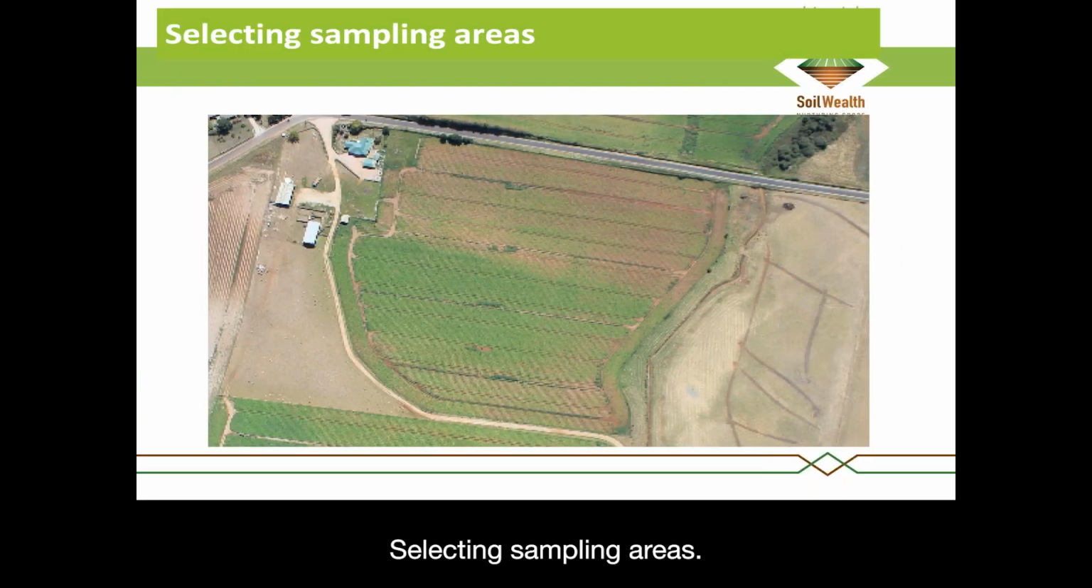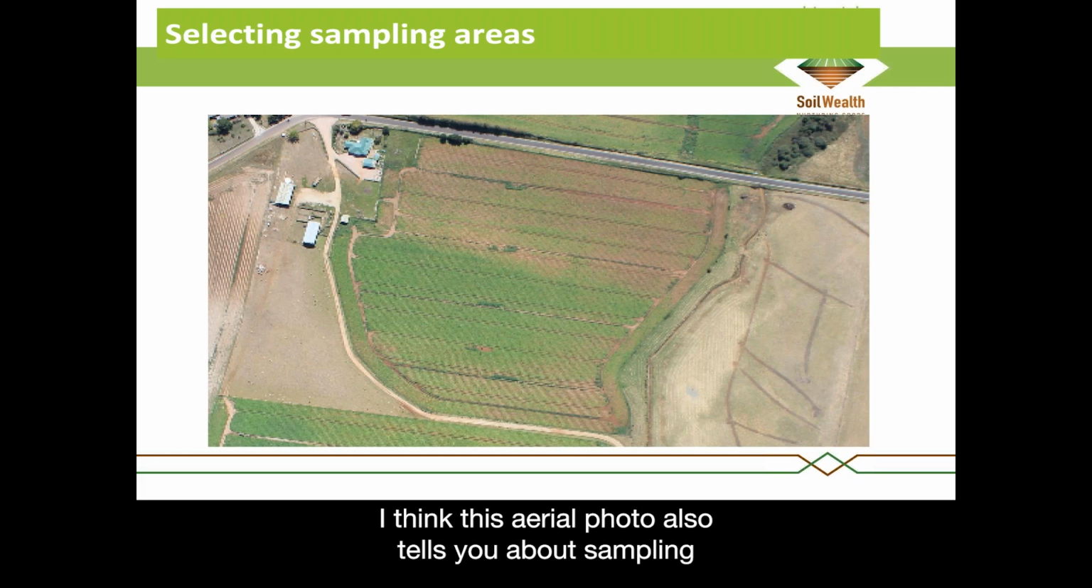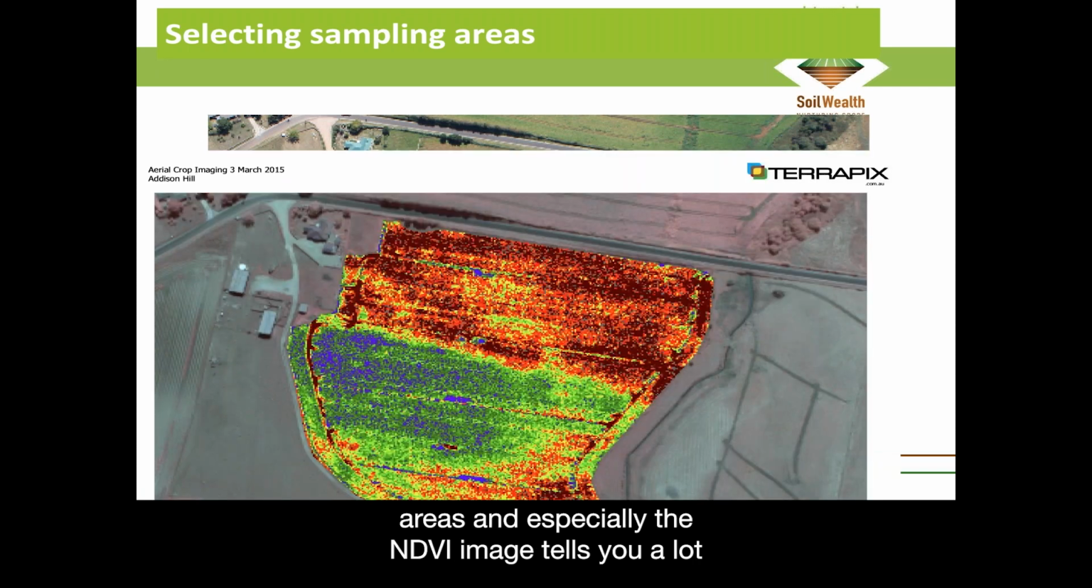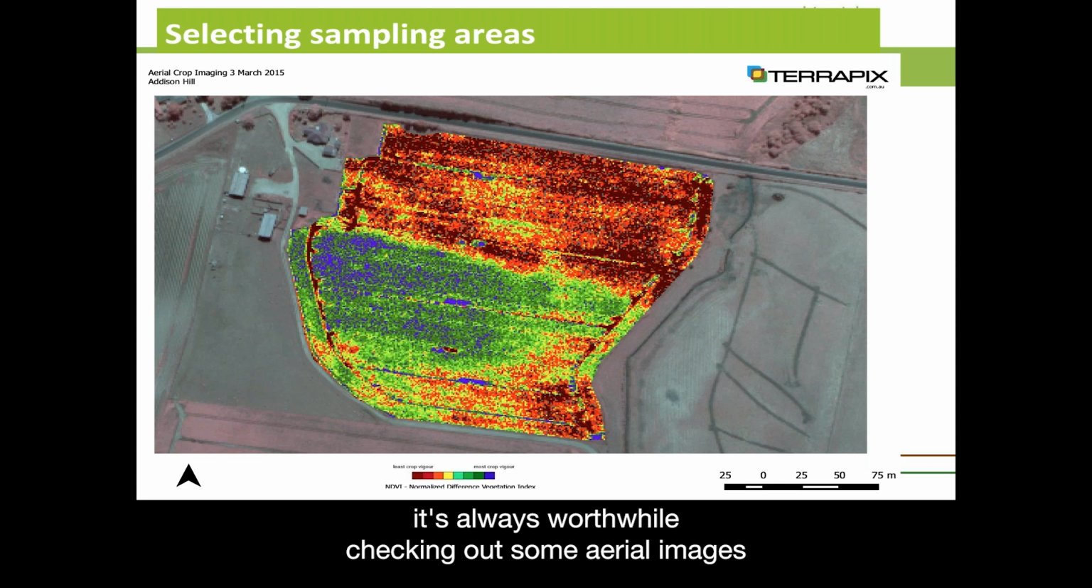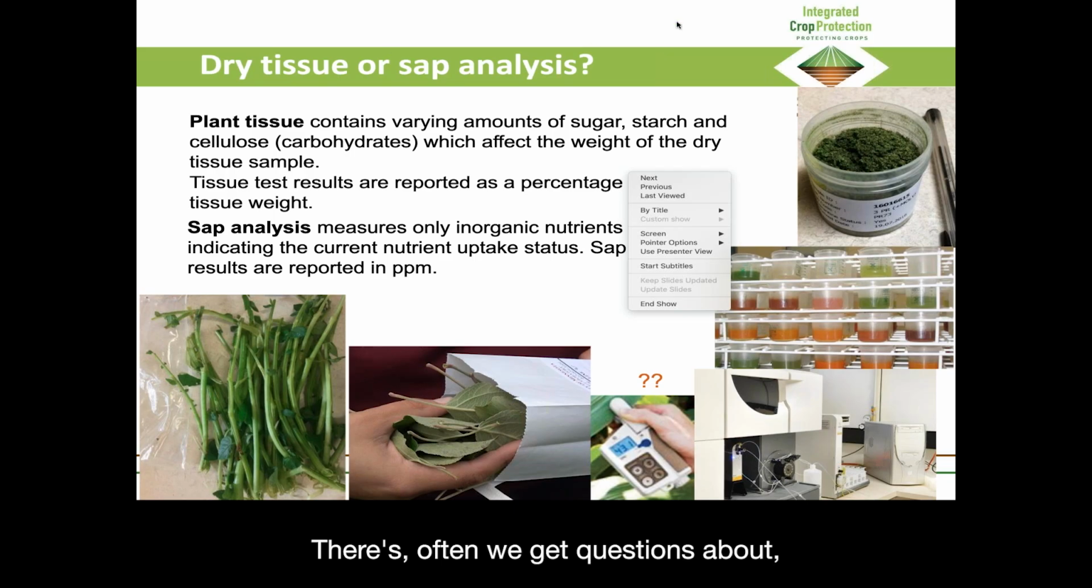Selecting sampling areas: I think this aerial photo also tells you about sampling areas, and especially the NDVI image tells you a lot about them. So if you take soil or plant samples, it's always worthwhile checking out some aerial images to actually direct your sampling.